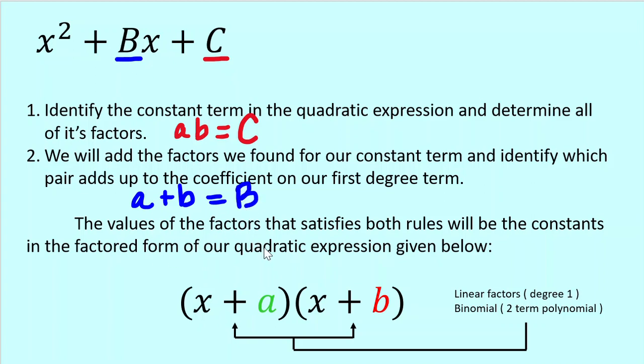The values of the factors that satisfy both of these rules will be the constants in our factored form of our quadratic expression, which is given below, right here. So our factored form will be the product of two linear factors. Here we have a linear factor here and another linear factor here. We also call these binomials because these parts have two terms. Again, our values that we determine using our rules will be substituted for the values a and b here.